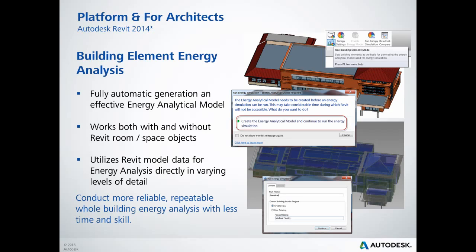This new feature works both with and without the placement of Revit rooms and space objects, thereby facilitating whole building energy simulation with as little as one click. The tool also accounts for more complex model geometry like sloped walls, varying wall thicknesses, and plenum spaces. There is no need to prepare the model for analysis or rebuild a separate model. Bottom line, you can conduct more reliable and repeatable whole building energy analysis with less time and skill.